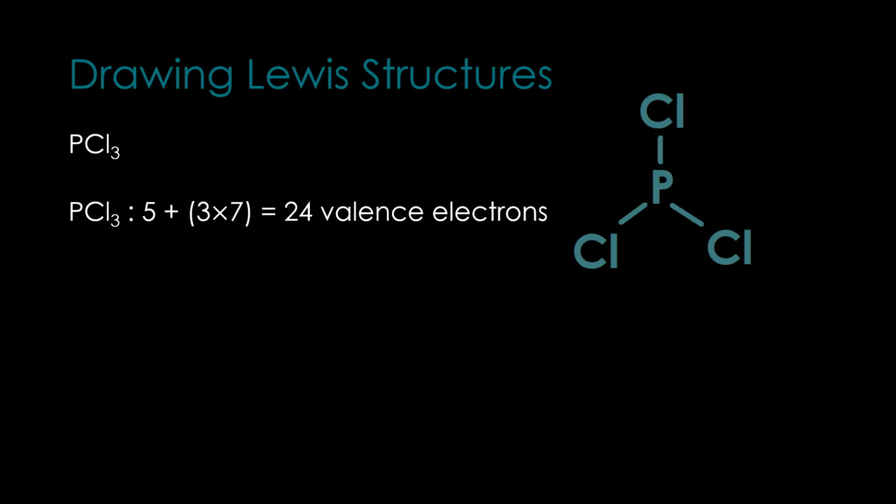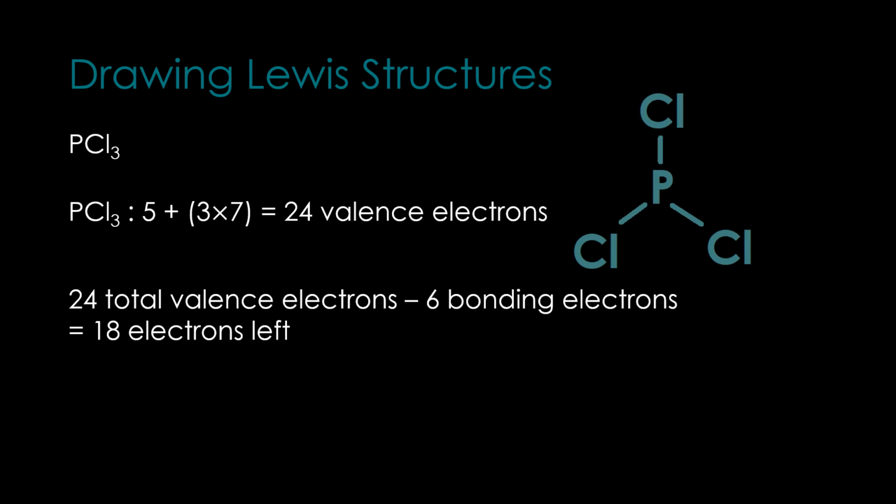You can try to predict how many bonds each element must form to fulfill the octet rule at this point. Since chlorine has 7 valence electrons, it only needs to form one bond to have a total of 8 valence electrons. Phosphorus has 5 valence electrons, thus it is likely to form 3 bonds to have a total of 8 valence electrons around it. Since 3 bonds take up 6 electrons, we need to subtract that from the total valence electrons, which gives us 18 valence electrons remaining.